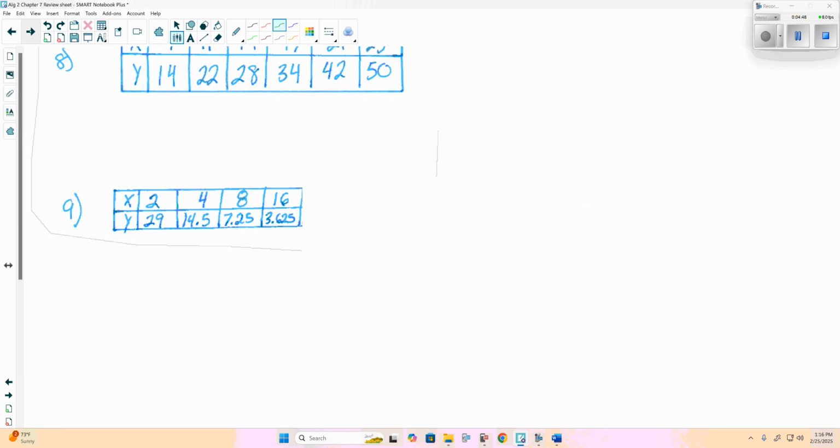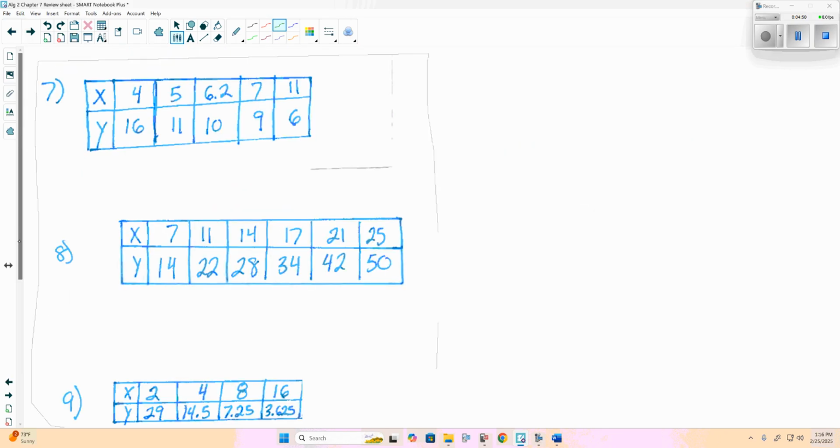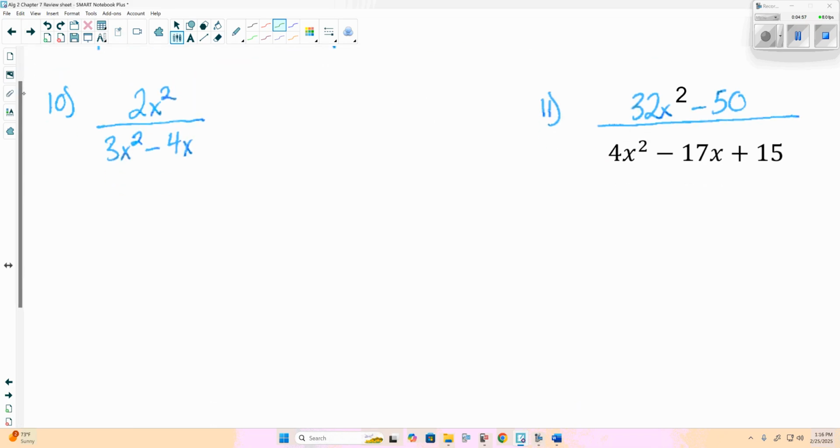All right. I remember how to do this. 7 through 9 are not going to show up. Because you'd either multiply them together and see if you get a constant amount, or divide them and get a constant amount.